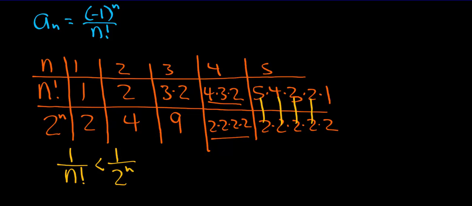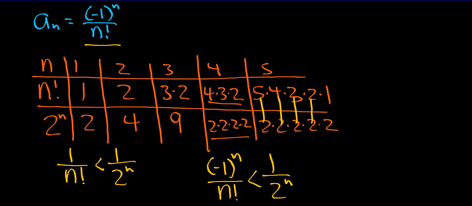Now, remember here we have an alternating series. So we could say this: (-1)^n over n factorial is going to be less than 1 over 2 to the n on the positive side, but some of these numbers are negative. So on the top, you're going to have this 1 over 2 to the n, and on the bottom, you could have -1 over 2 to the n. So it's pretty easy to see that (-1)^n over n factorial is going to be between 1 over 2 to the n and -1 over 2 to the n as n goes to infinity.